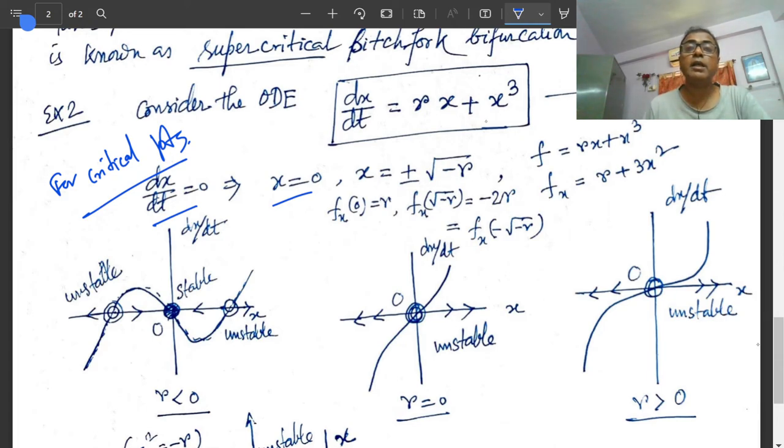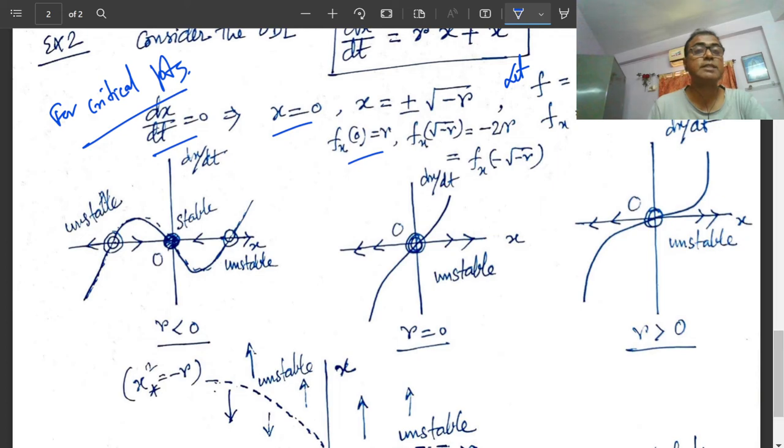And let f(x) equal rx plus x cube, so f'(x) equals r plus 3x squared, and we get f'(x) at the point 0 equal to r, f'(x) at the point root of minus r equal to minus 2r, and also this is equal to f'(x) at the point minus root of minus r, and we get the phase portraits.